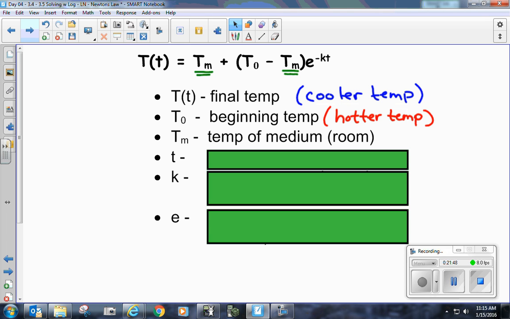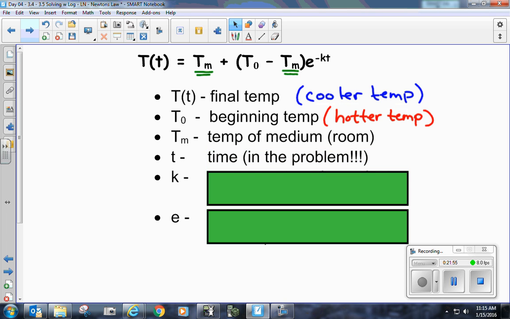Pops up twice. Okay? T, well, that's just time. How many minutes does it take to cool? How many hours does something take to cool? Whatever they give you, that's your time variable.